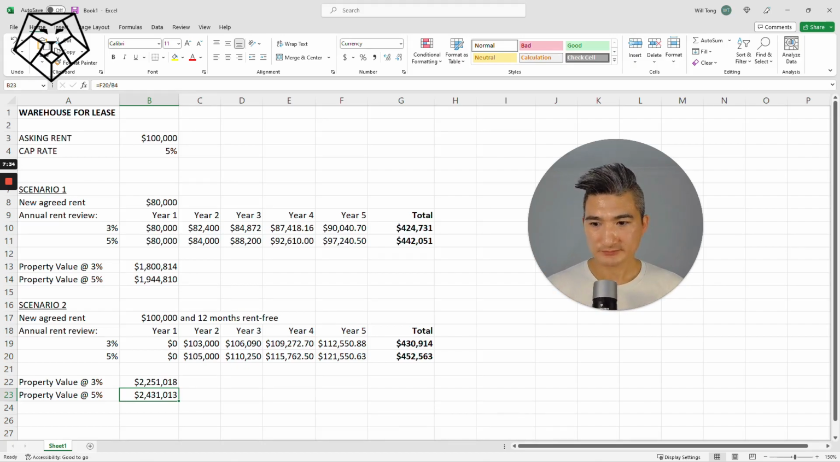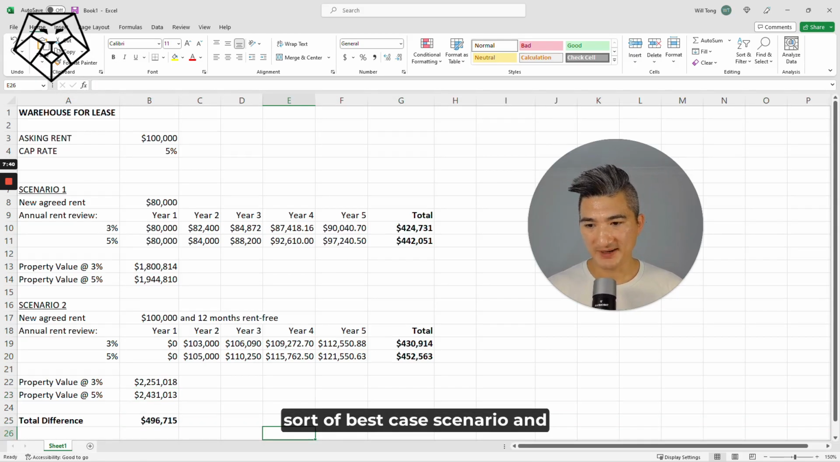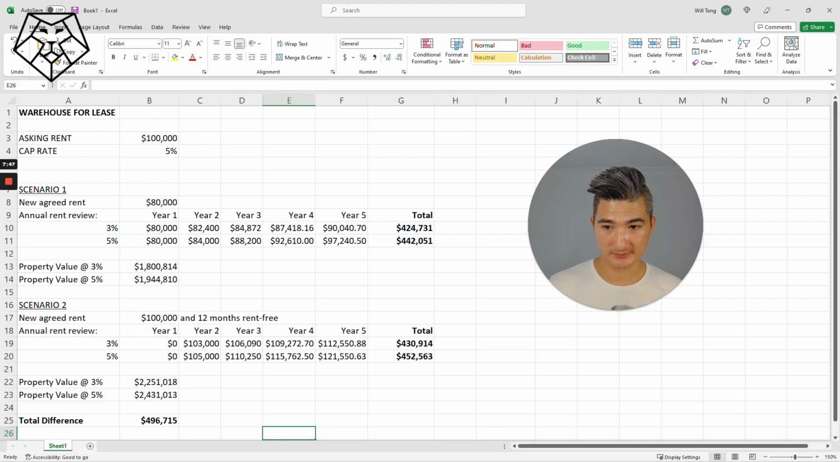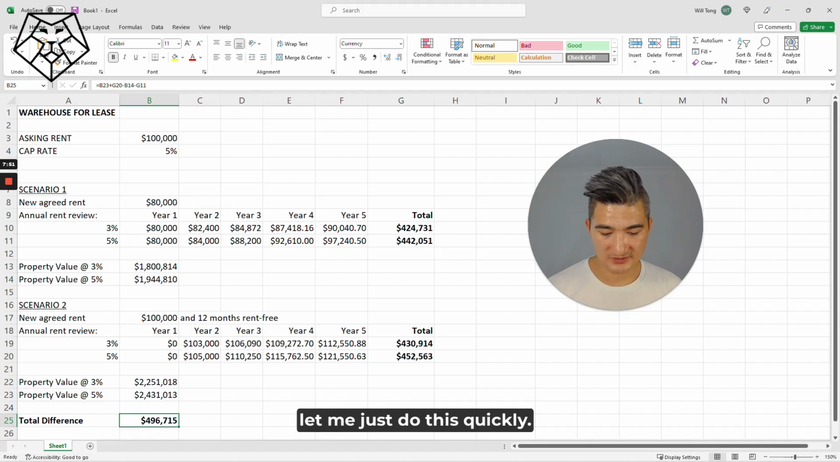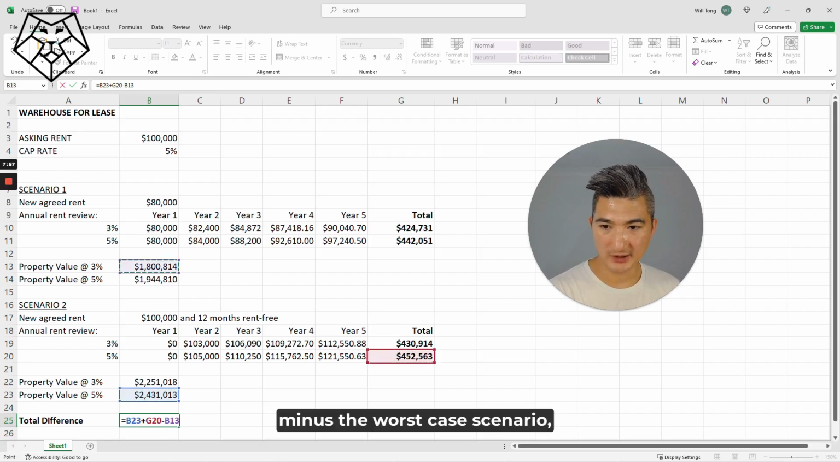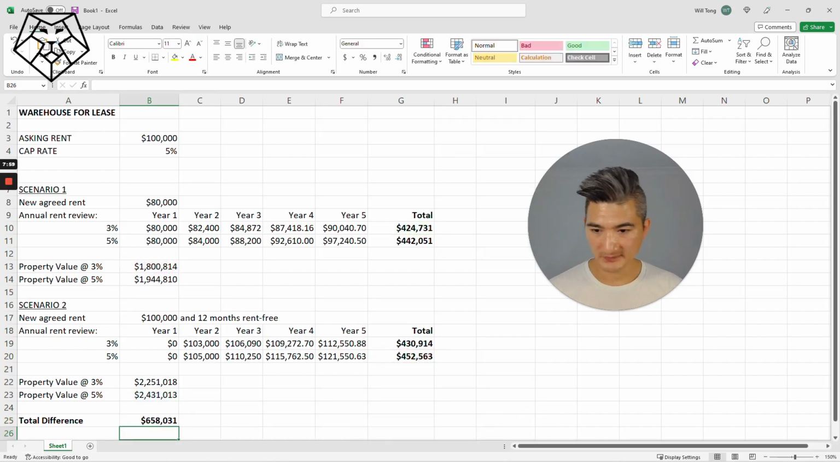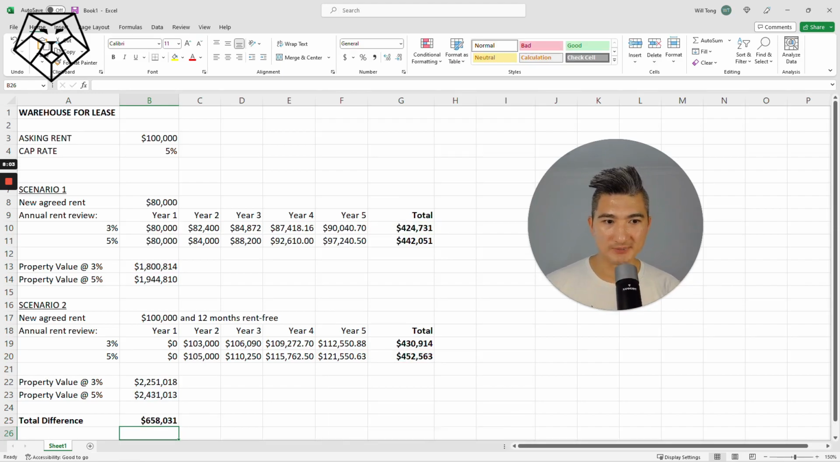So the overall difference between the best case scenario and worst case scenario is more than $500,000. Okay, so I think I might have done this incorrectly. Let me just do this very, very quickly. So the best case scenario is this and this, minus the worst case scenario, which is this and this. $658,000 over a 5-year period.